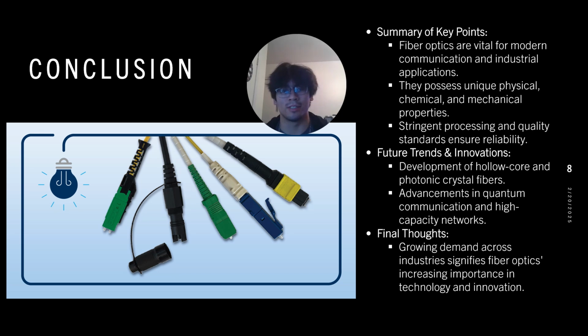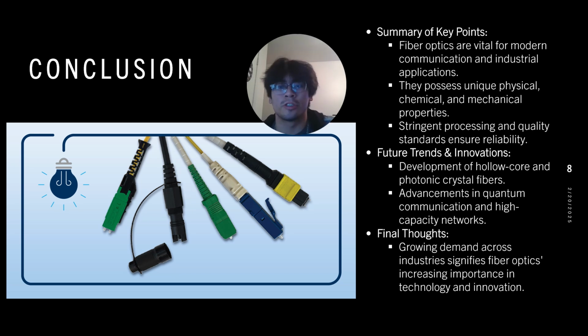And that will just about do it for my presentation on fiber optics. And just as a quick recap, I talked about how fiber optics are vital for today's communication and internet capabilities, as well as how they have unique physical and chemical properties that allow them to be durable while still transporting information at extremely high speeds, with this clarity and fragility to them. And the stringent processing of how they're made and the way they're tested for quality to be put into use within today's modern industrial scene.